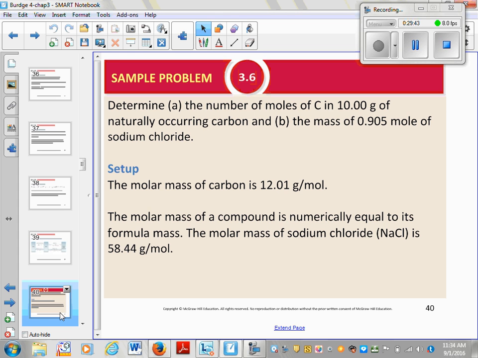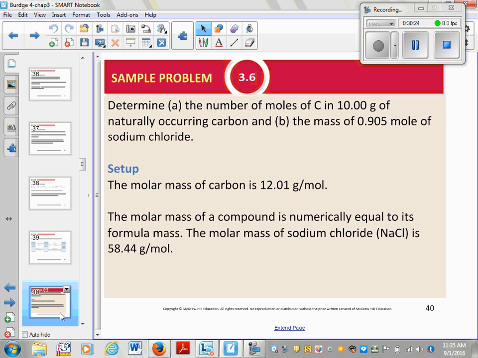Whatever that comes out to be. B says the mass is 0.905 moles of sodium chloride. So I'm starting for B, what was I given? I wasn't given the mass. What was I given? For B, the number of moles. So I'm going to start at moles of A. What do I want to find out? The mass. So I want to find out the grams of A. So I'm going in the other direction.